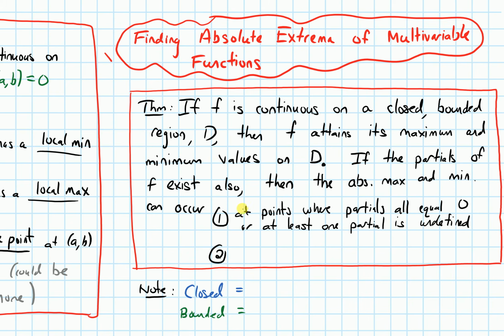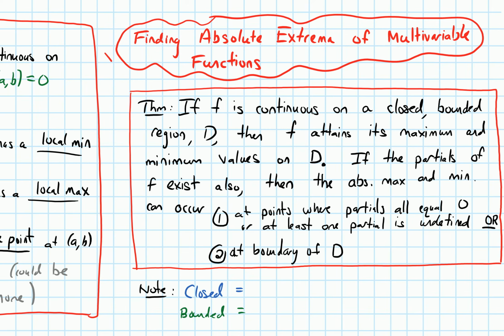So this is just another way of saying that the absolute max or the absolute min could happen at a critical point. Because critical points are places where the partials either all equal 0 or at least one partial derivative is undefined. So it could happen at a place like that, or it could happen at the boundary of this region, at the boundary of the region D.